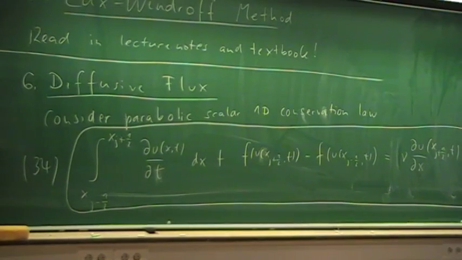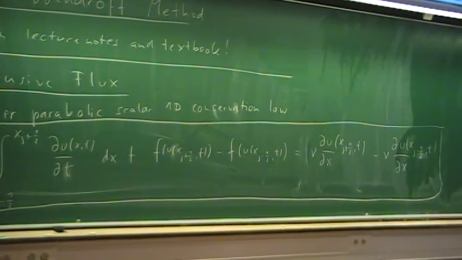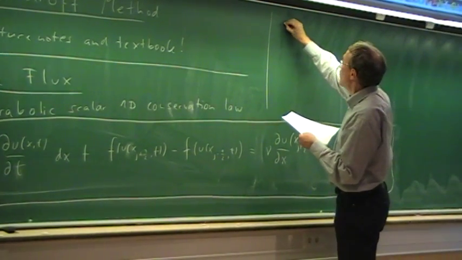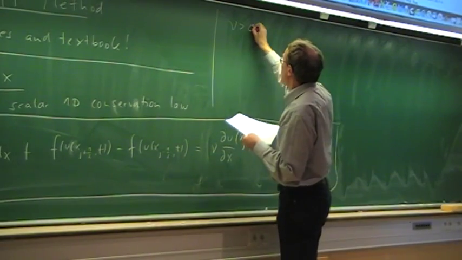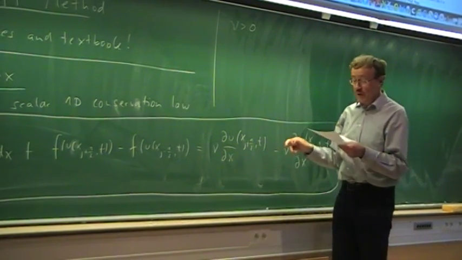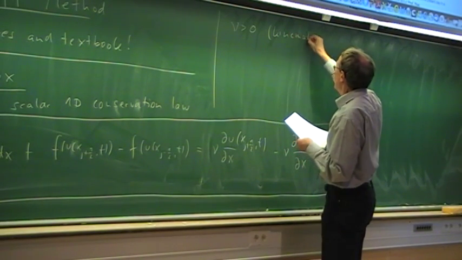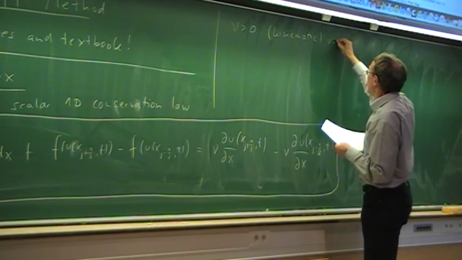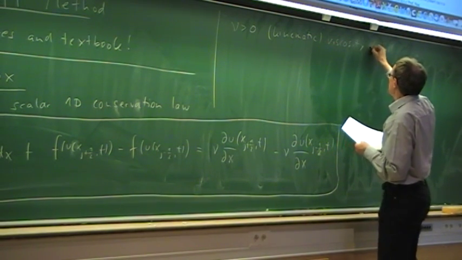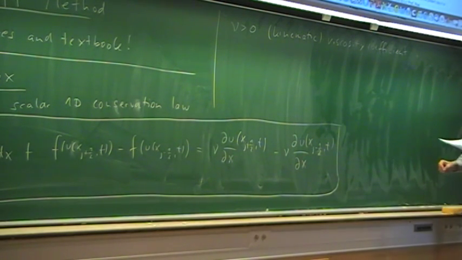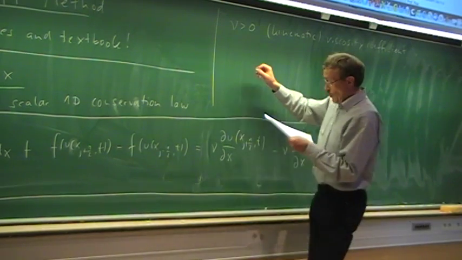So the right-hand side of this equation is then what we need to know. In here, we assume now that the nu is greater than 0, that is appearing here, and that is the kinematic viscosity coefficient. And what we discussed with the inviscid Burgers equation, then the nu was 0.